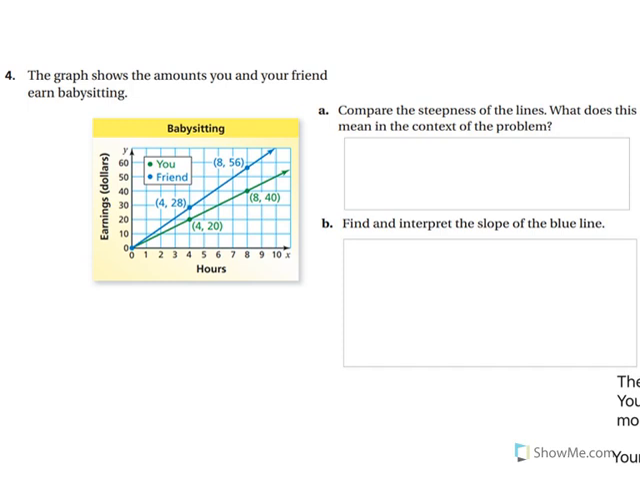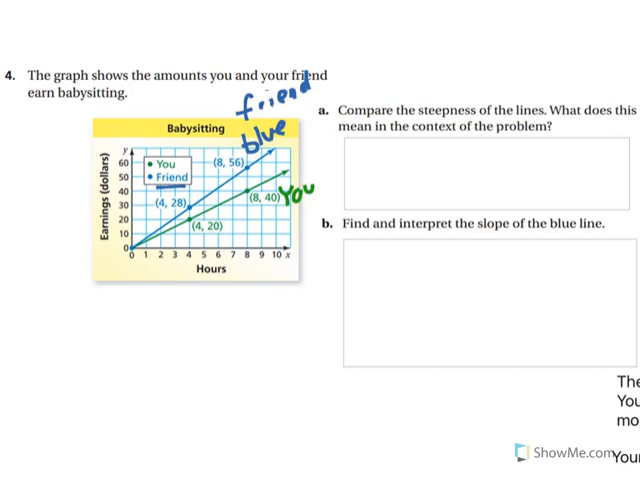Our blue line is the one on the top, right? So this one is our blue. And the blue line is our friend. This is our friend. And then the green line is going to be you. I'll just put a U here. So the green line is you. The blue line is your friend. Okay?